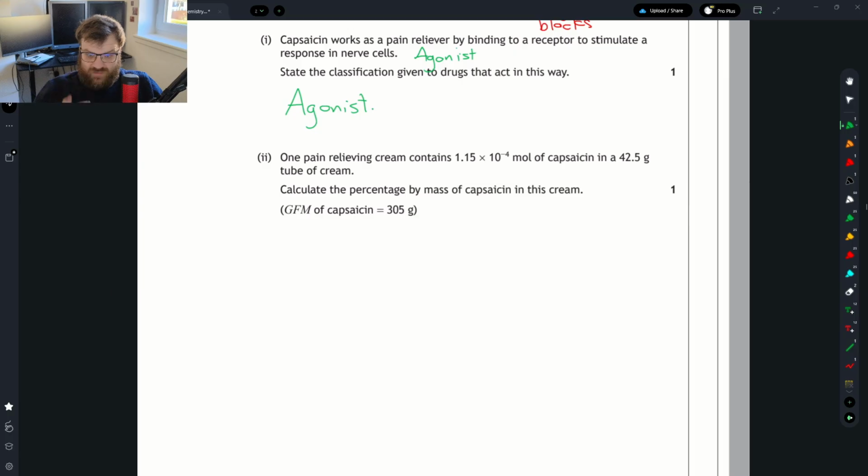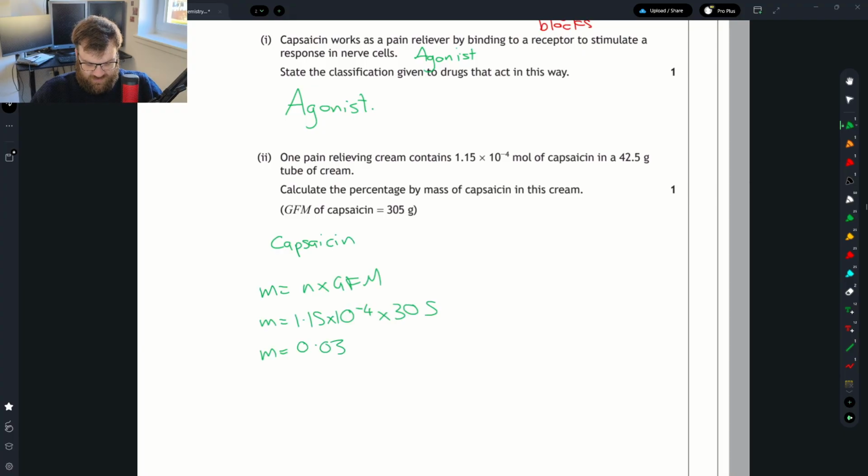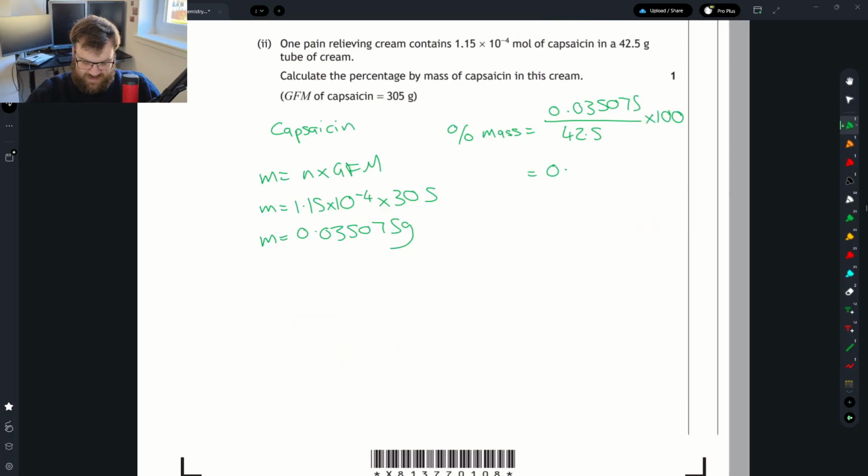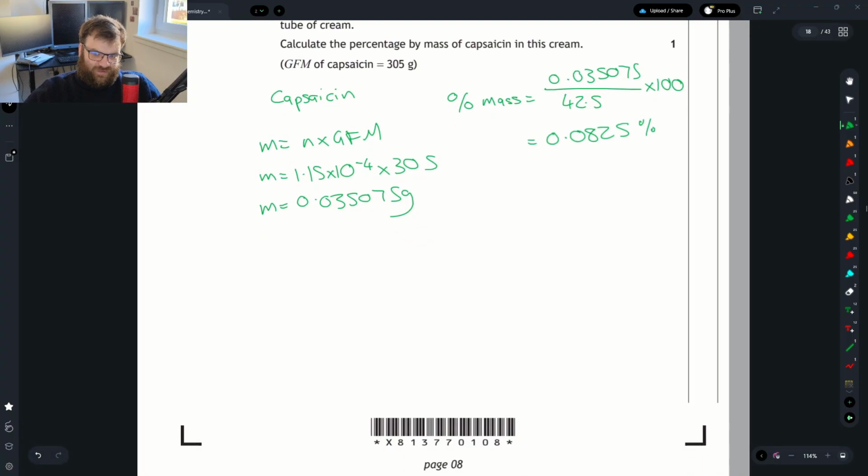Next one, we're told the moles of capsaicin in a tube, and asked for the percentage by mass of the thing in the tube. So we've got moles of capsaicin. Let's make that into a mass: 0.035075 grams. Your percentage by mass is taking that number, divided by the total, times 100. That's 0.035075 all over 42.5 times 100. To 3 significant figures, 0.825%. So a very tiny number of grams in that tube. That would be an answer for that one.